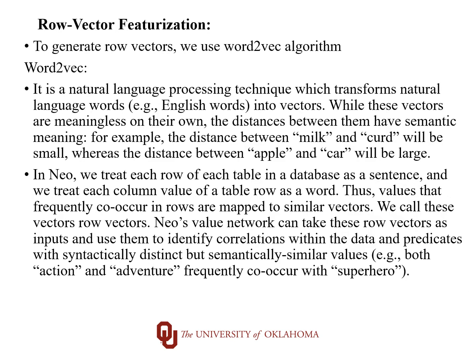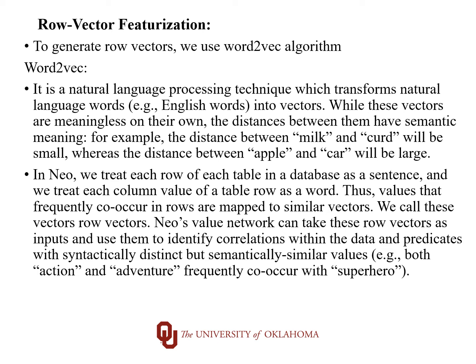Now we'll see the row vector featurization. As I said before, we are using row vectors for training our Neo model. To generate row vectors, we are using the Word2Vec algorithm. The Word2Vec algorithm is a natural language processing technique which transforms natural language words, for example English words, into vectors.